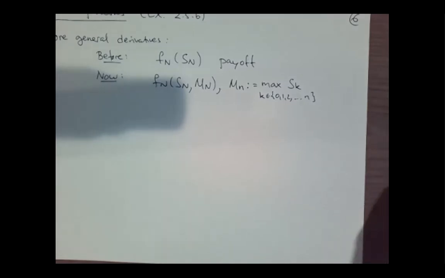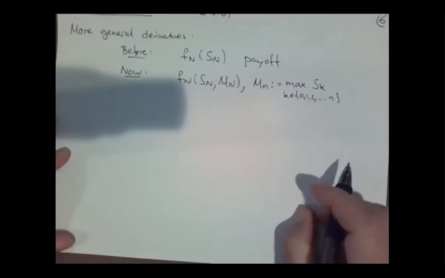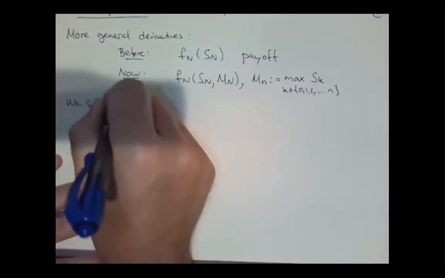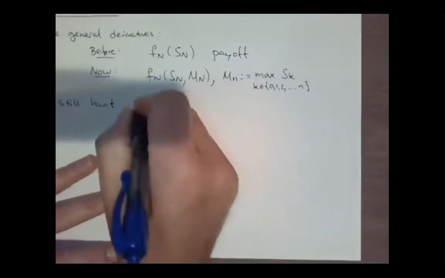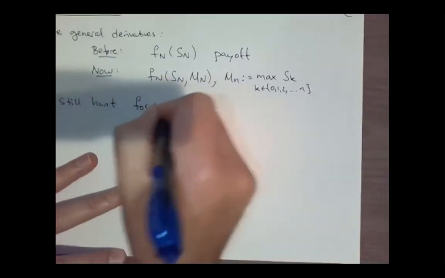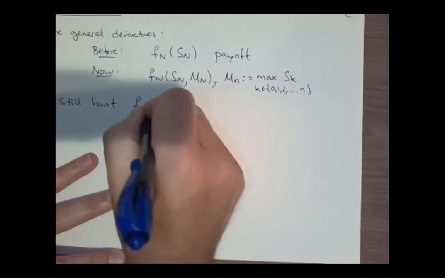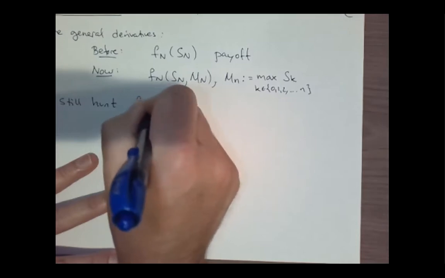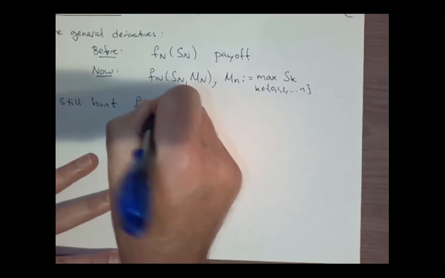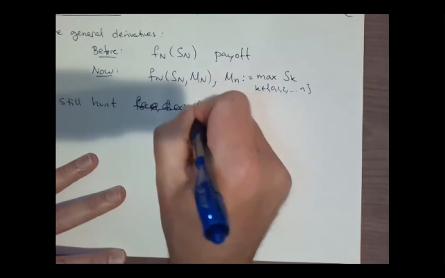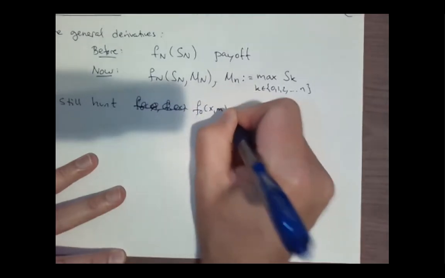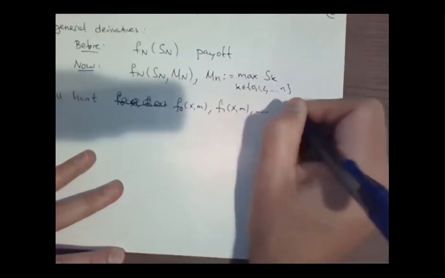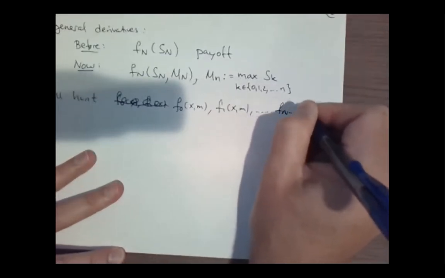So now this is more general than what we had before, and our job is to compute. We still have to find these functions. We still hunt f0 of x, f1 of x, but now x should be more general. X here should not just be a function of the stock. It should also be m. So let me write this up: f0 of x and m, f1 of x and m, out to fn minus 1 of x and m.